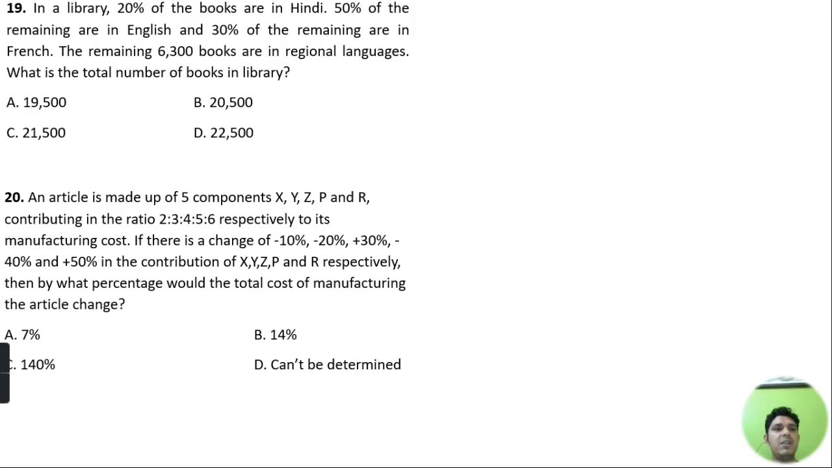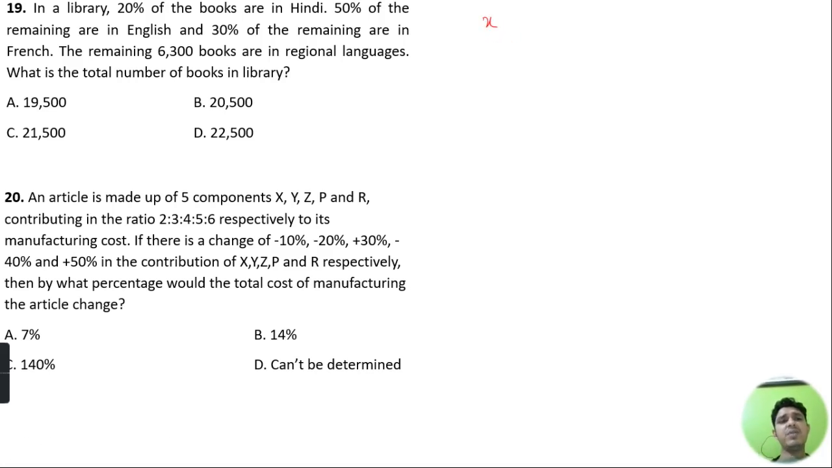The question is 19. The question is saying in a library 20% of the books are in Hindi, 50% of the remaining are in English, 30% of the remaining are French. The remaining 6300 books are in regional language. What is the total number of books in the library? So we can simply assume the total number of books in the library is X.